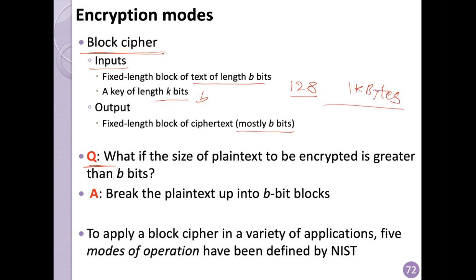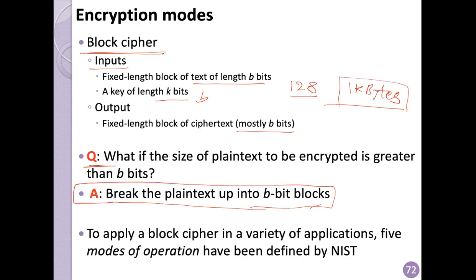What should I do then? The easy answer is to break the plain text into blocks of B bits and encrypt them or cipher them. But there are different alternative approaches that can be used in order to encrypt blocks of data which are somehow related to each other.